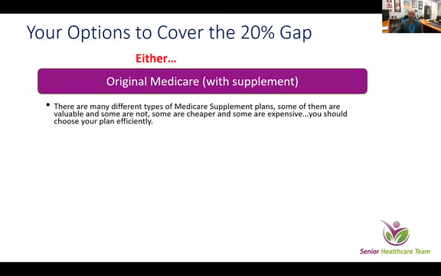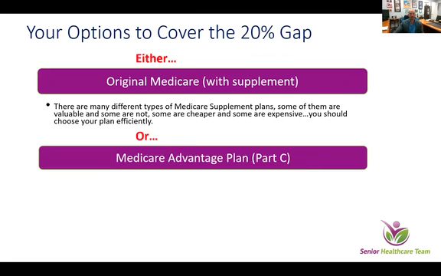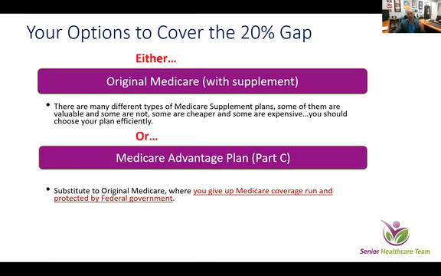So with original Medicare, there are different types of Medicare supplement plans or Medigap plans that you can add. Some are less expensive, some are more expensive, some cover more, some cover less. You should compare those wisely. Or you go with a Medicare Advantage plan where you are giving up your coverage run by and protected by the federal government in exchange for a managed care plan like an HMO or PPO that has limited coverage.